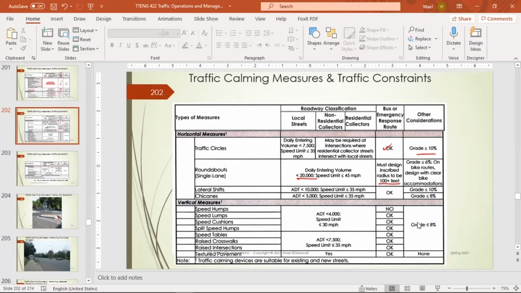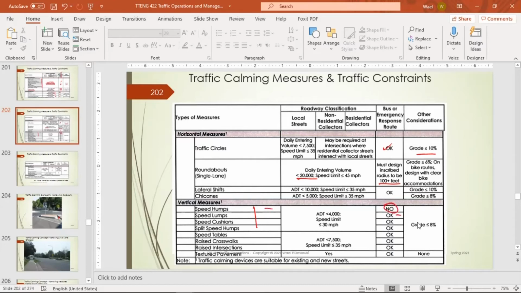Okay? And the grade must be less than or equal to 6% on bike routes. Okay? Lateral shifts and so on. So we can see here, for example, the speed humps and all these speed bumps: average daily traffic volume less than 4,000, the speed limit less than or equal to 30 miles per hour. For a bus or emergency route, speed hump is no, as you can see.